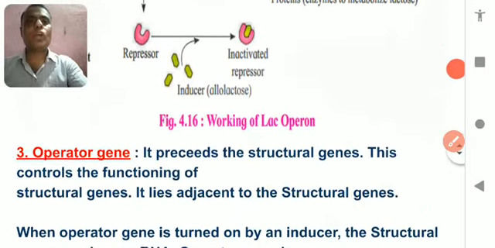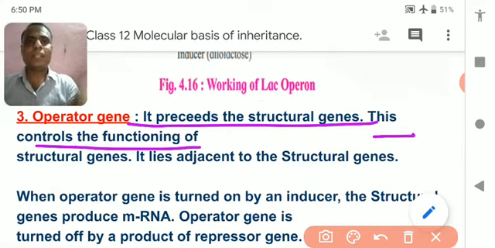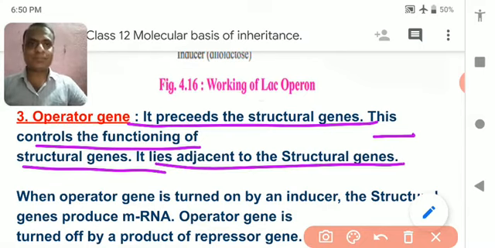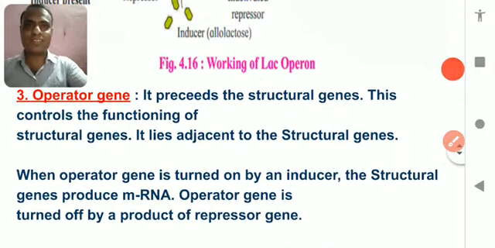Next, the operator gene. It precedes the structural genes, meaning the operator gene is present before the structural gene. What is its function? It controls the process of the structural gene: the structural gene will produce a particular kind of mRNA, but the operator operates the phenomenon. Understood? So it controls the functioning of the structural gene. It lies adjacent to the structural gene. So the promoter promotes it, and the operator operates the phenomenon.